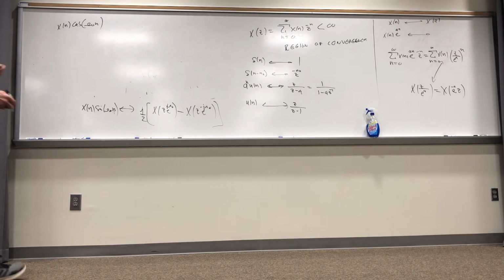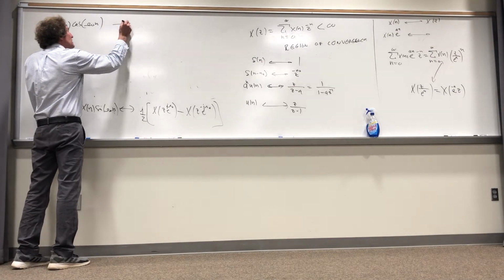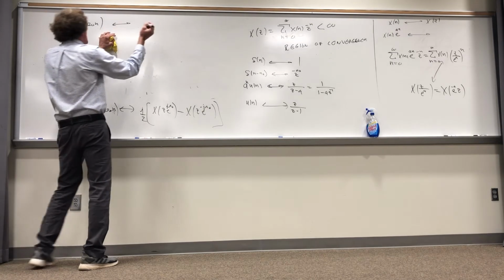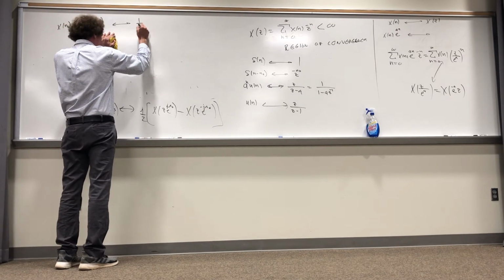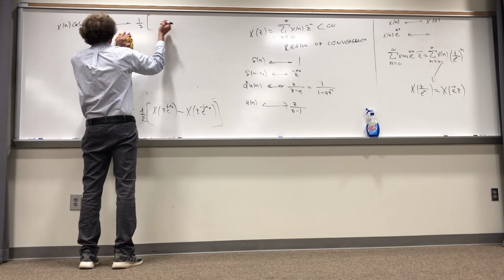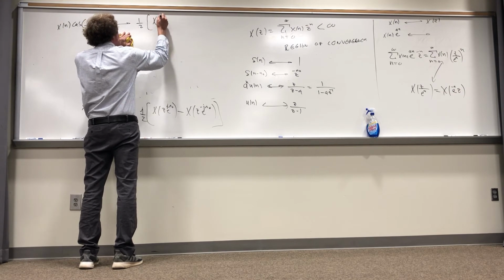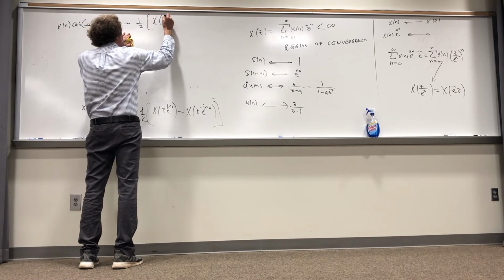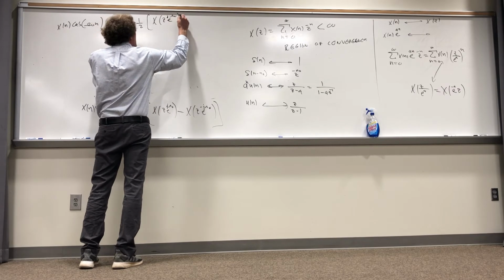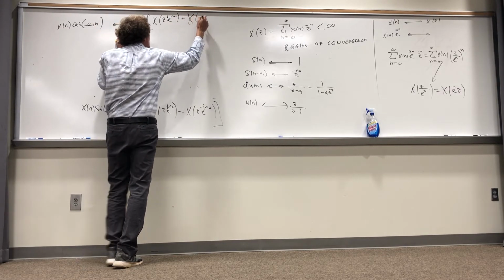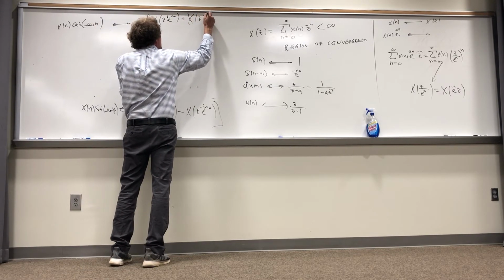With that one, you're going to get the same basic thing, only it'll look like this. I'm not going to do this one for the sake of time. You're going to get 1/2 here, not the j over 2, and then you're going to get simply x of z times e to the j omega naught plus x of z times e to the minus j omega naught.